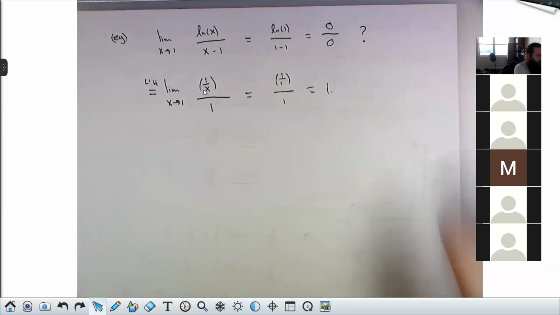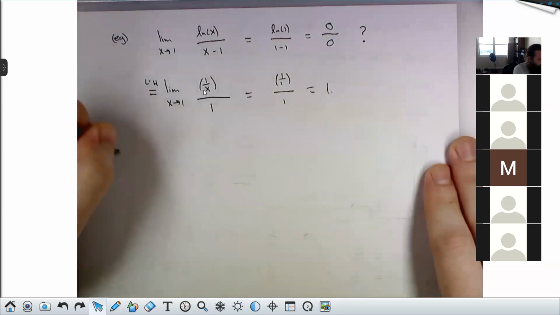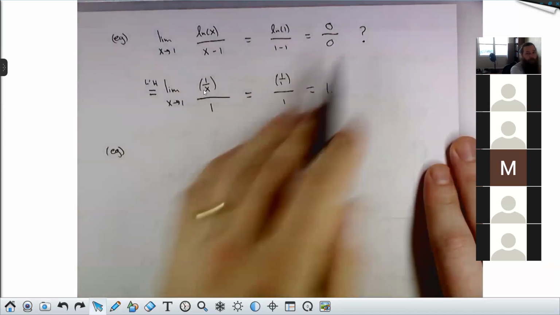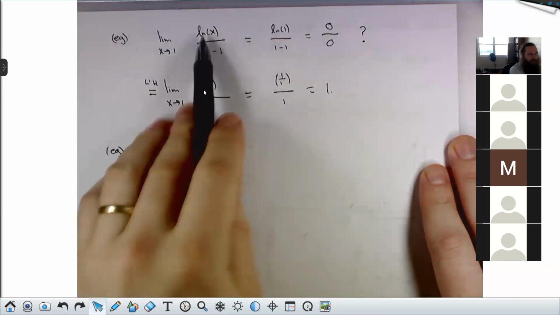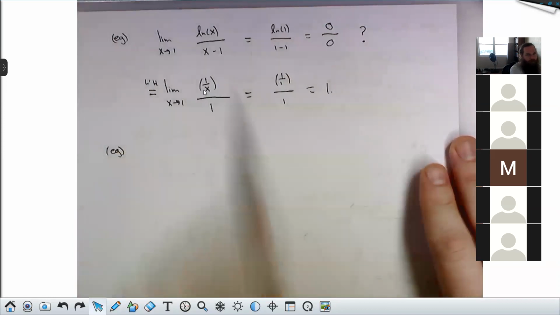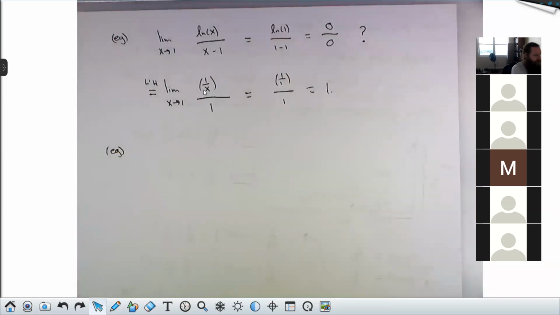I'll show you some more fun examples. This is an example, by the way, where we could not have done algebra to get ourselves out of trouble, right? There's no way to clean this up or factor anything. The ln x is like, forget it.